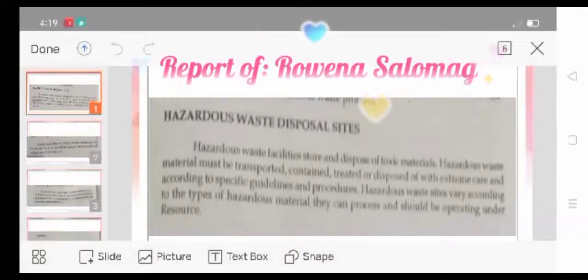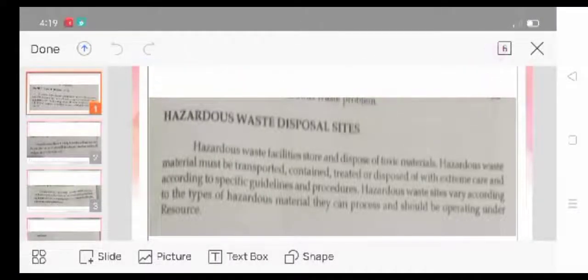Hazardous waste disposal sites. Hazardous waste facilities handle and dispose of toxic materials. Hazardous waste material must be transported, contained, treated, or disposed of with extreme care and according to specific guidelines and procedures. Hazardous waste sites vary according to the types of hazardous material, but they can process and should be operating under resource.